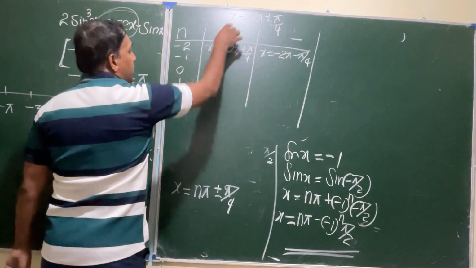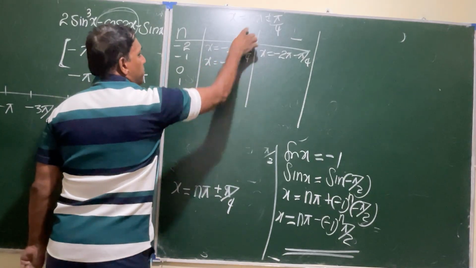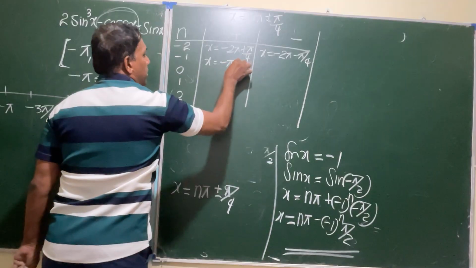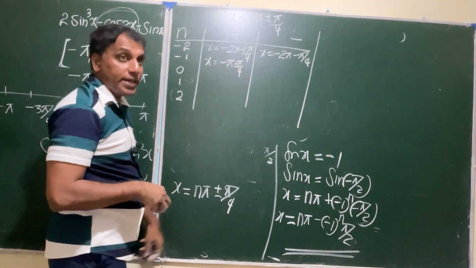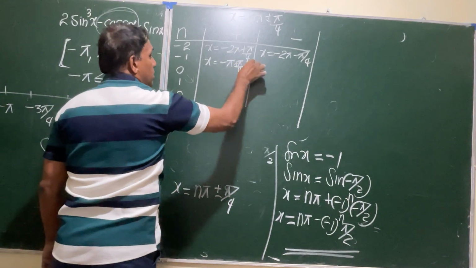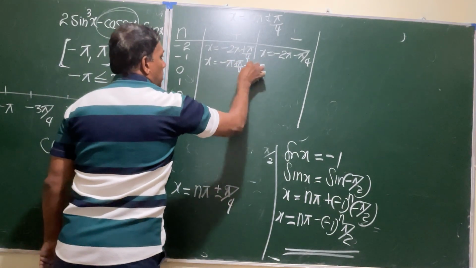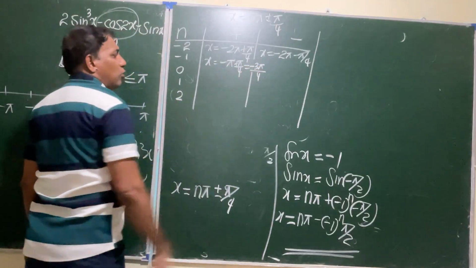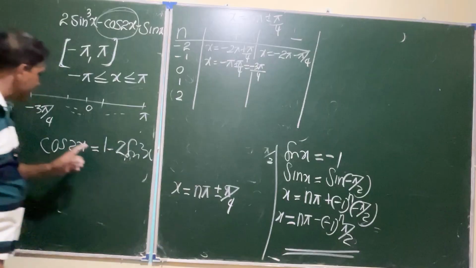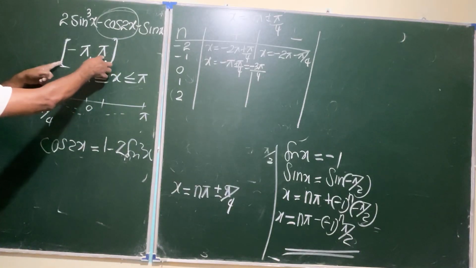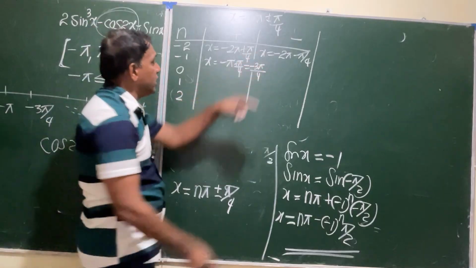N is minus 1 here, x equals minus pi plus pi by 4, which is minus 3 pi by 4. Is that possible? Yes, minus 3 pi by 4 can be taken, it lies between minus pi and pi. Let's see, and what about the next one?